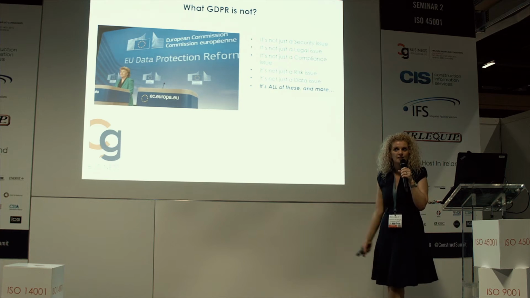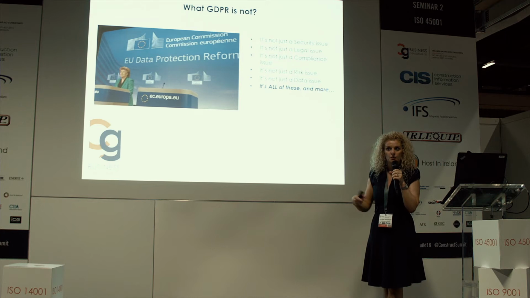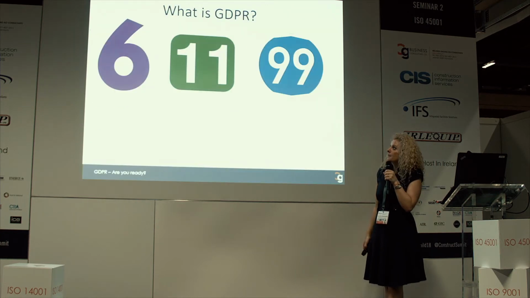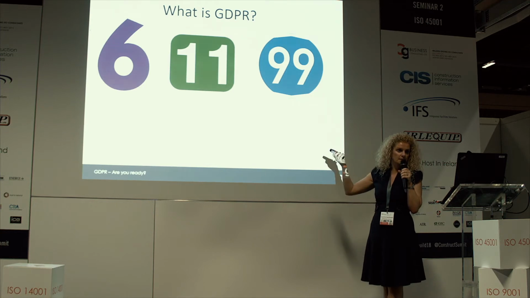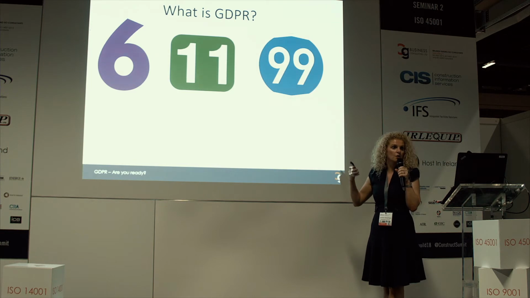So you'd expect General Data Protection Regs, the risk of breach, the risk of the misuse of personal data, all to be on your risk register. Is that okay? So here's my numbers. There's 6 principles, 11 chapters, and 99 requirements. Just to put it in perspective, you have to implement 99 requirements into your organization.